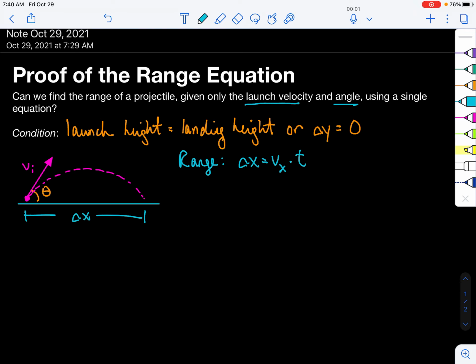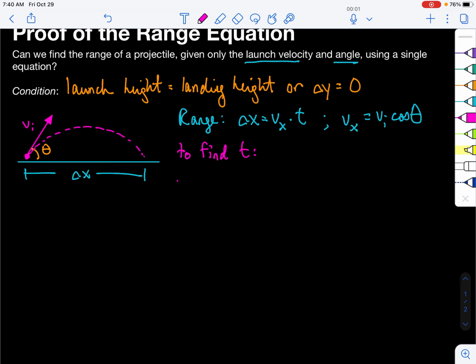And so we're going to have to find a way to replace t with some other stuff. Vx, of course, we know is vi cos theta. That's no problem, because theta is measured from the horizontal. But let's set aside some time to find t. So we're going to start with the final velocity equation.